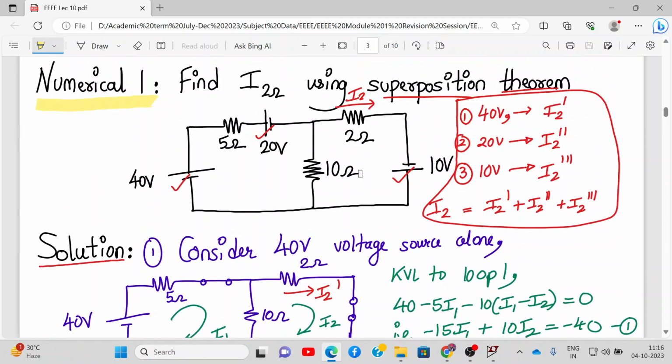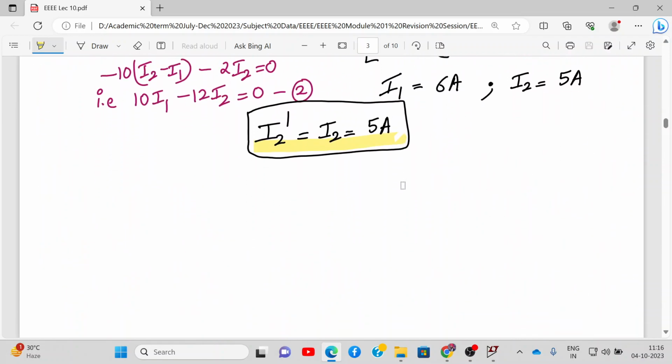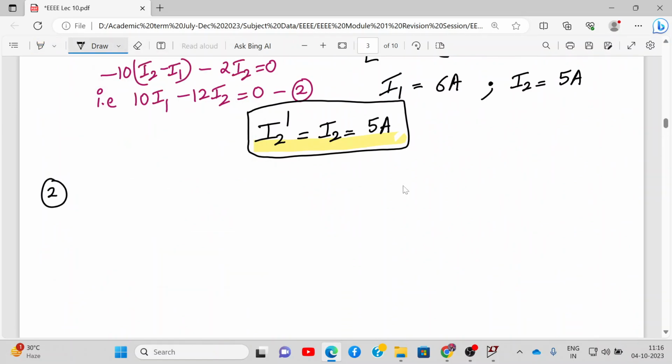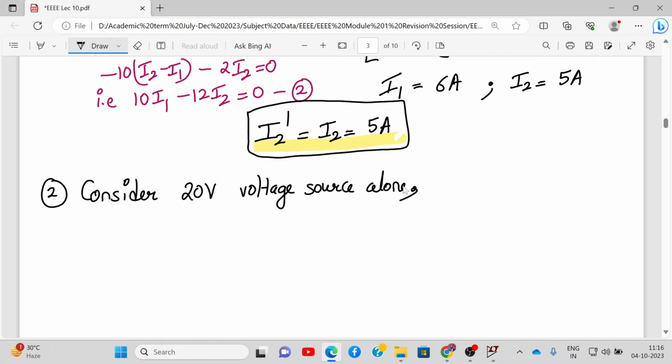We redraw the circuit with the 20 volt voltage source alone. Remaining sources will be short circuited. So let me draw the circuit again. So we will write over here for the second part, consider 20 volt voltage source alone. Alright. So if you refer to the circuit, I will short circuit the 40 volt voltage source.